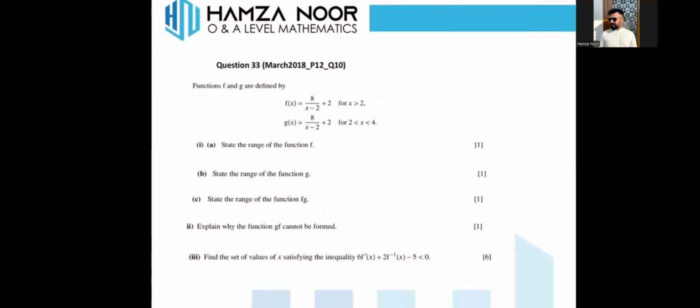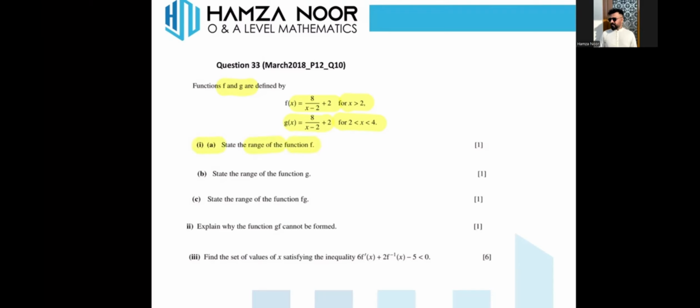The question says that functions f and g are defined by f(x) is equal to 8 over (x − 2) plus 2 for the domain x is greater than 2, and g(x) is equal to 8 over (x − 2) plus 2, meaning f(x) and g(x) are the same functions. However, the domain for the g(x) function is that x is greater than 2 and less than 4. So the requirement of part A is to state the range of the function f.